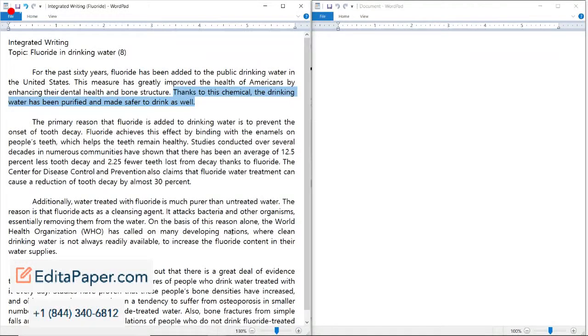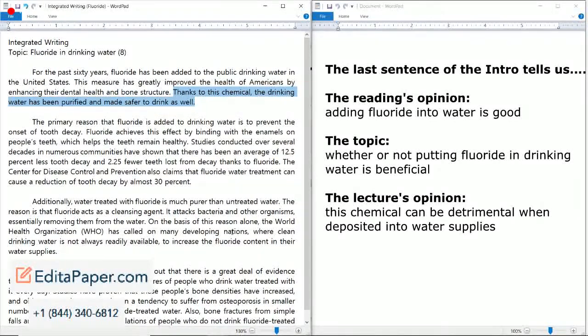Now, the topic for this integrated writing question was fluoride in drinking water. And if you look at the last sentence of the introduction, it says, thanks to this chemical, the drinking water has been purified and made safer to drink as well. So the reading's opinion is that fluoride, this chemical, is very beneficial to add in drinking water. So the topic is whether or not adding fluoride into the public drinking water supplies in the United States is beneficial. And the listening's opinion is going to be that it's a bad idea to add fluoride in drinking water. So as soon as you notice what the reading's opinion is, you should simultaneously know what the topic and the lecture's opinion both are. Now let's look at the first body paragraph.